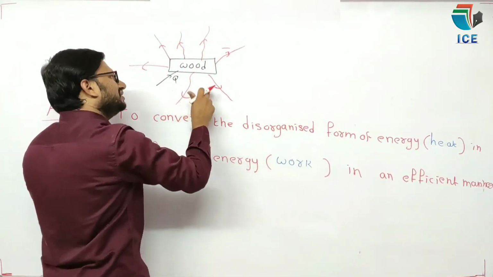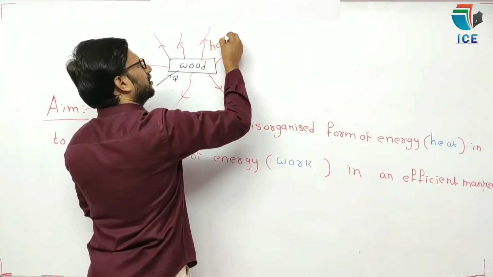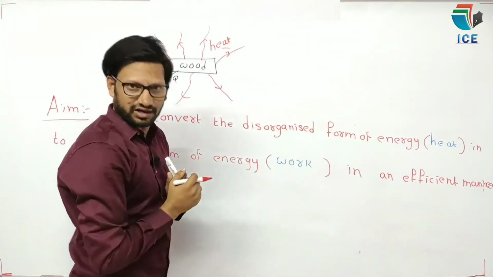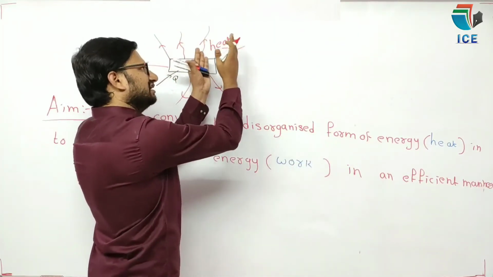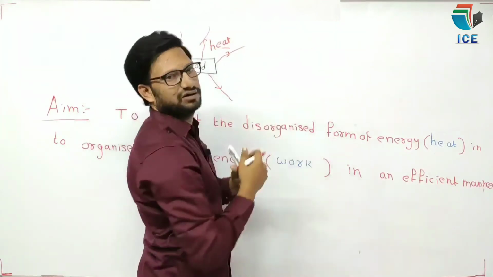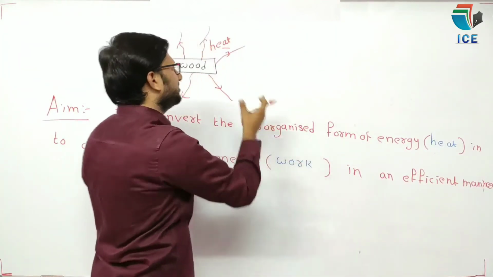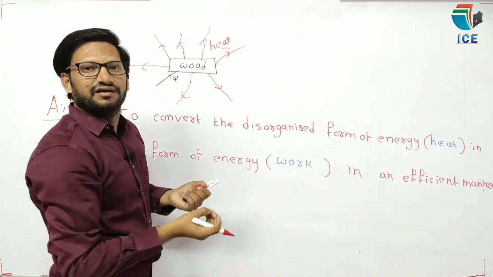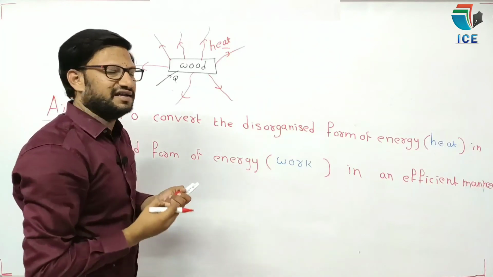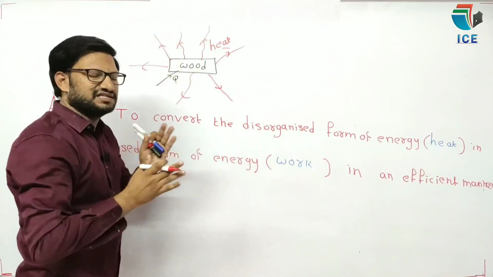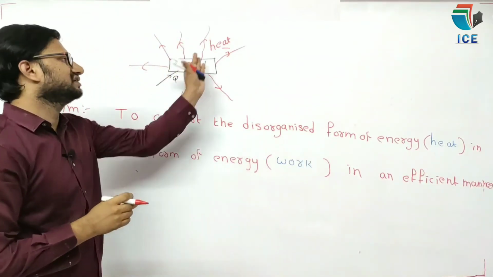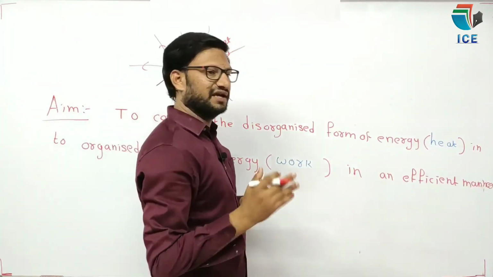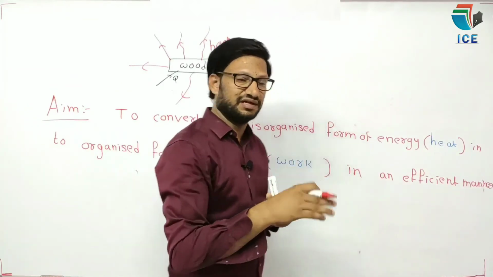Now whatever the heat developed by the wood, that heat cannot be converted into work. We cannot convert this heat directly into work. This is very, very difficult. Why? That is the reason heat is disorganized. It is a disorganized form of energy. We cannot convert that heat directly into work. Now let us see how we can convert the heat into the organized form, that is work.